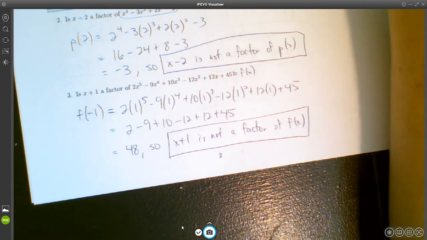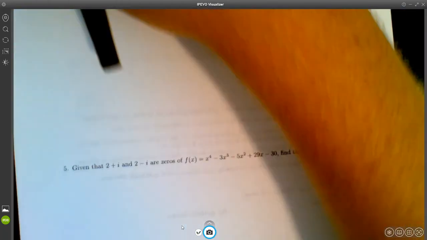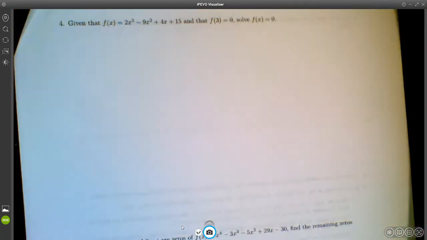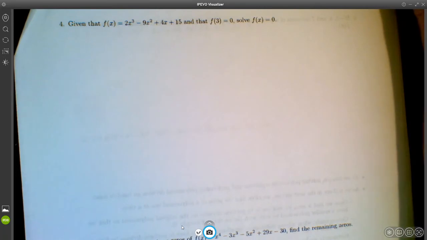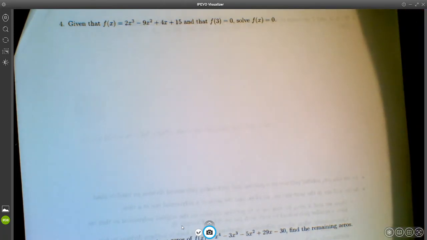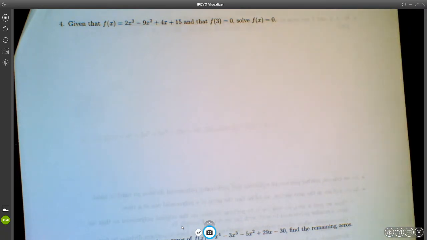Okay, moving on. Given that f of x equals 2x cubed minus 9x squared plus 4x plus 15, and that f of 3 equals 0, solve f of x equals 0.